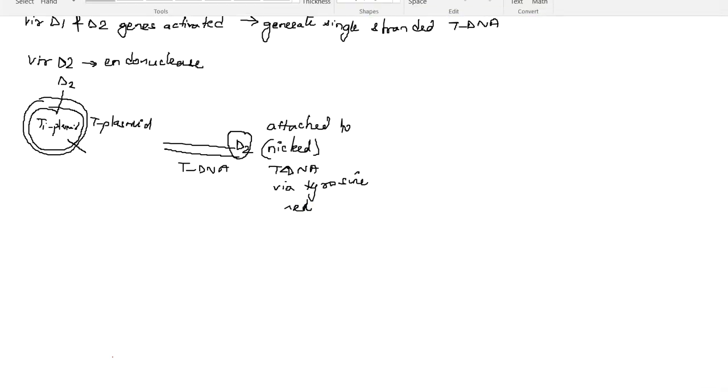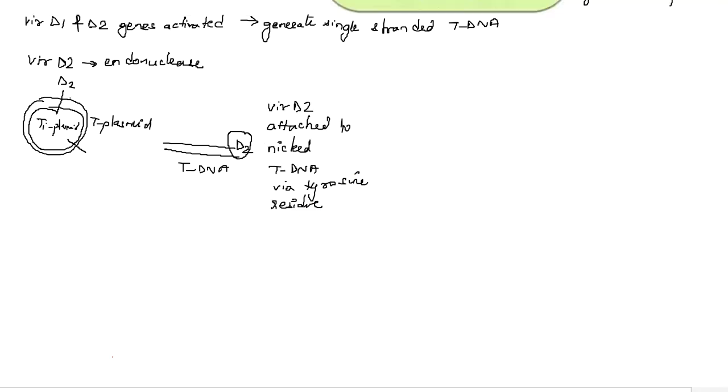Just a moment, guys. So this vir D1 and D2 are responsible for generating the single stranded tDNA. This vir D2, just a moment.